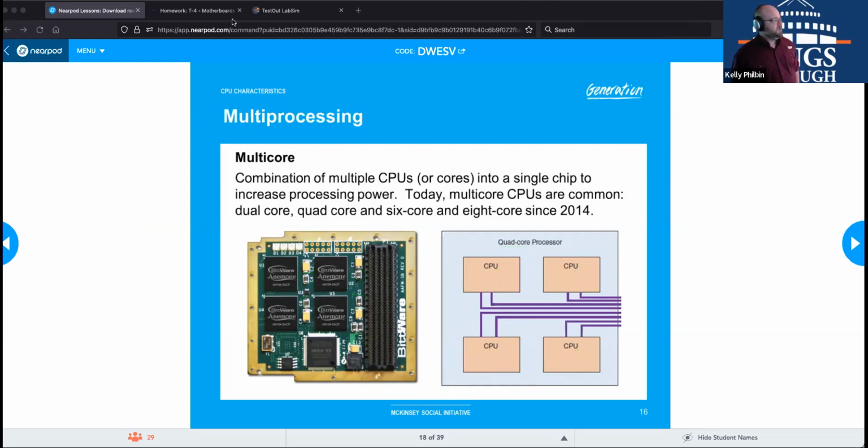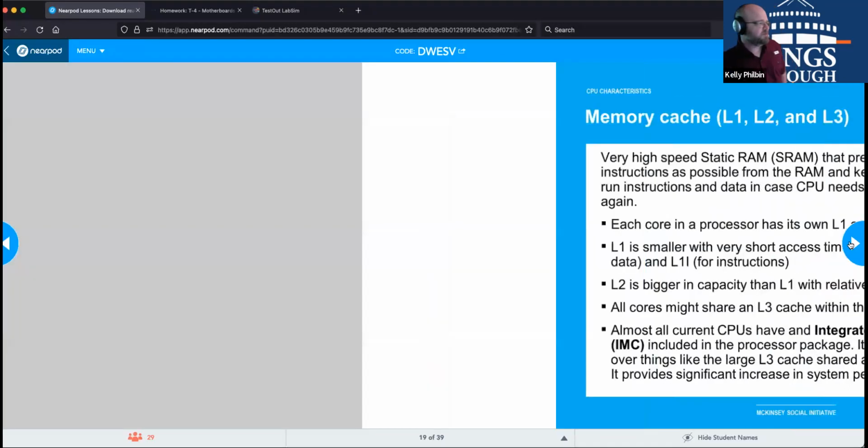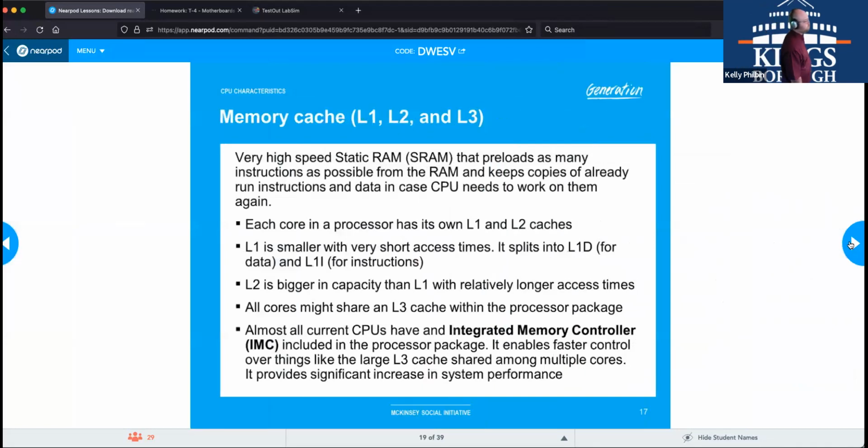Next, break it down a little bit for us. So memory cache, L1, L2, L3. Essentially, it is a very high-speed static RAM or SRAM that preloads as many instructions as possible from the RAM and keeps copies of already run instructions and data in case the CPU needs to work on them again.